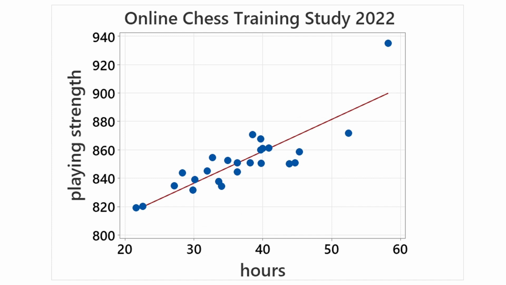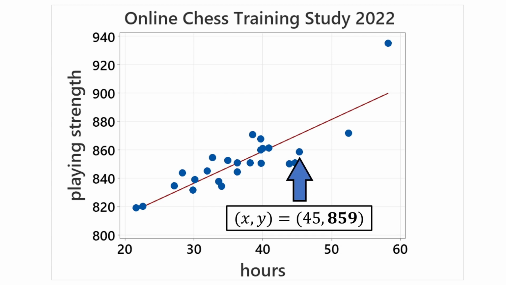Here is some data that I generated to display the idea. We have in total 25 students, so there are 25 blue circles, each representing one individual student. We're going to look at one of those data points specifically. This particular student used the chess training program for 45 hours, and at the end of the month, their chess playing strength was 859.